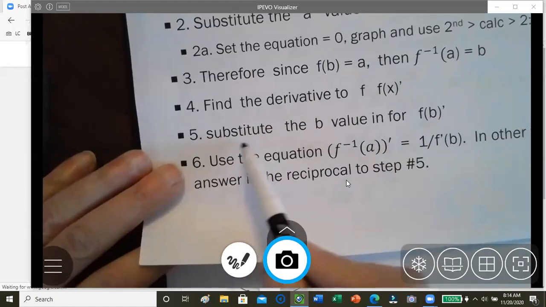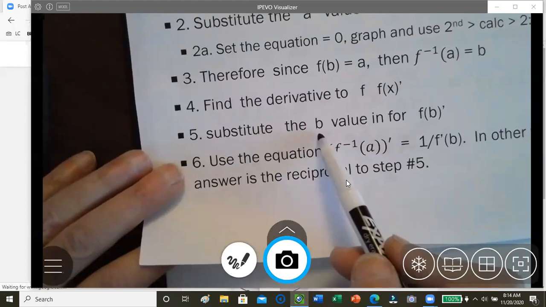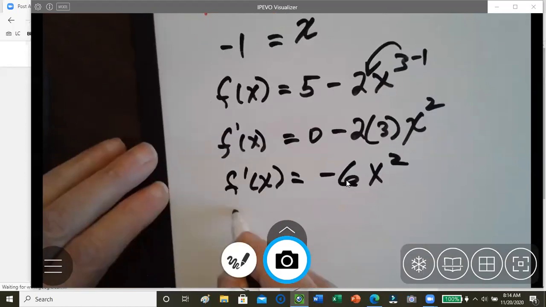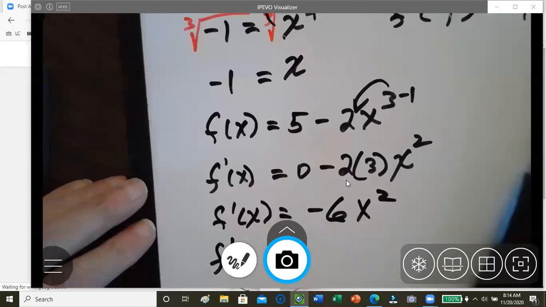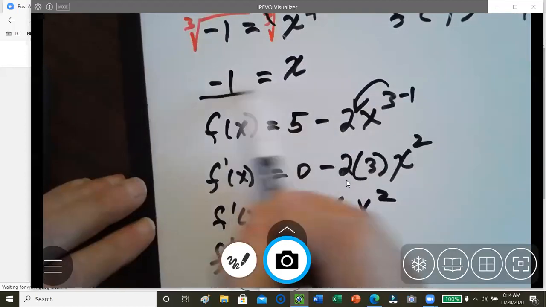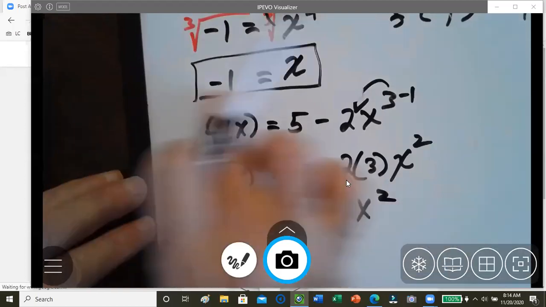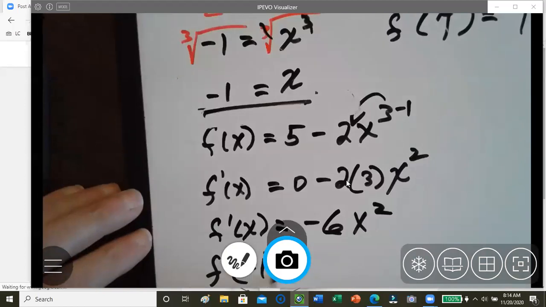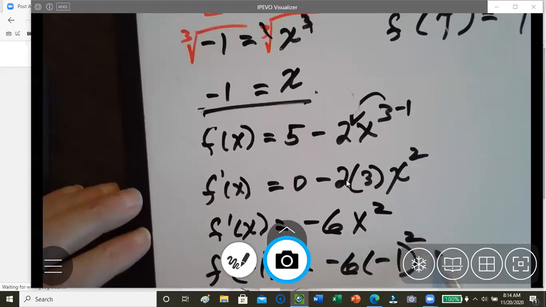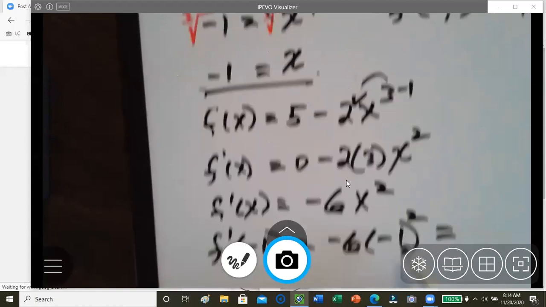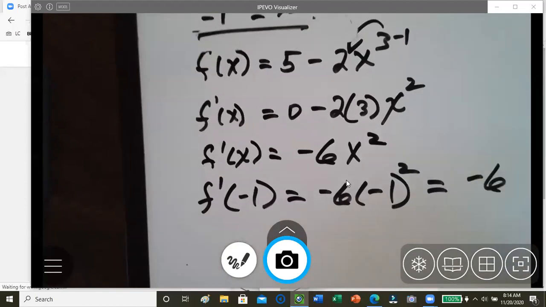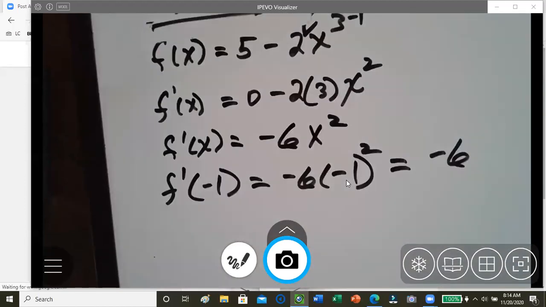Okay, so now we substitute the b value, or x, into our derivative. So this will be f prime of, and we found that to be negative 1, right? So I'll just underline it. So we put negative 1 in here, equals negative 6 times negative 1 squared. Well, negative 1 times negative 1 is 1. So negative 6 times 1 is negative 6. Okay, questions with that so far?